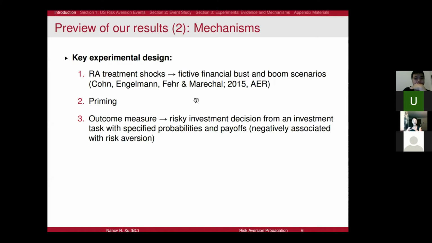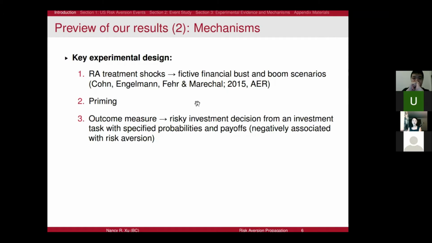Meaning I have this shock and I present it to you as the participant sitting in front of your computer. You see this shock, meaning an increase in price or a decrease in price. After I shock you, I measure your risk aversion before the shock and after the shock. Then I can observe whether in a high risk aversion group your risk aversion changed a lot, versus in a low risk aversion group how much your risk aversion changed, and then compare the two differences.